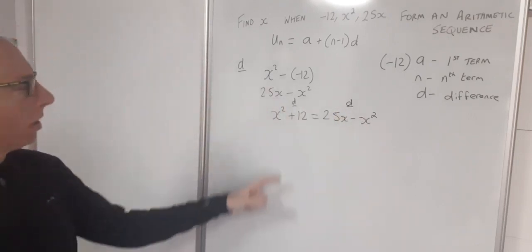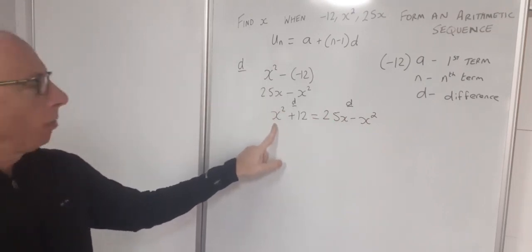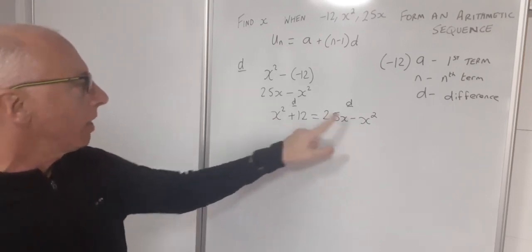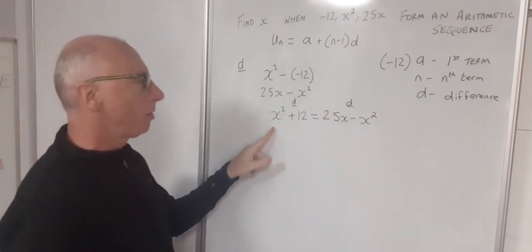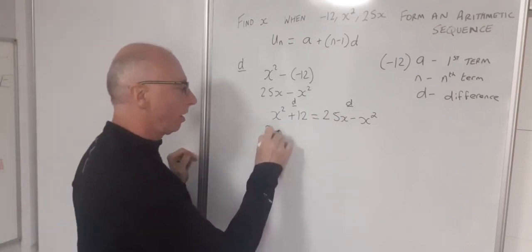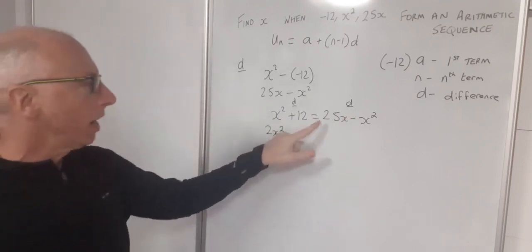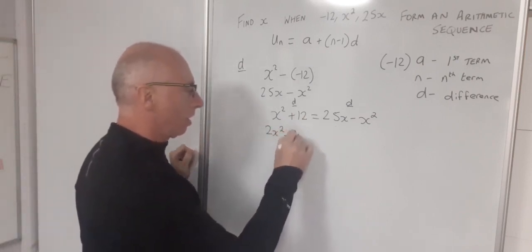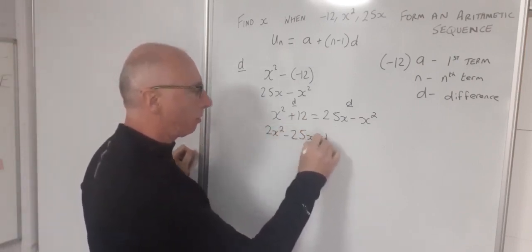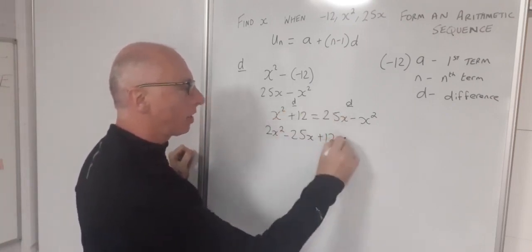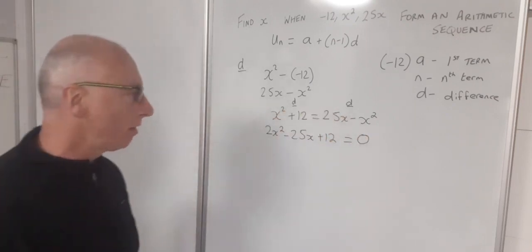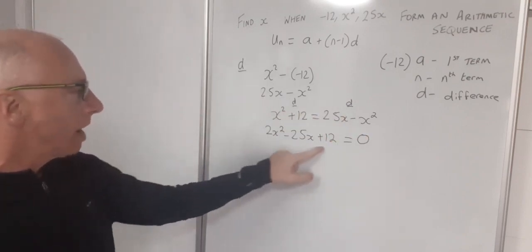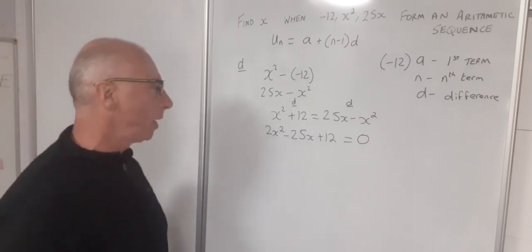Okay, now if we can get all these on one side, we'll have some sort of quadratic, and hopefully we can solve it. So bring this minus x squared onto this side, so we're going to have 2x squared plus 12, but to bring this one to this side, we have to subtract 25x and then add the 12. Everything's moved over to this side, set to 0, just like a quadratic. Now we've got to try and factorize this, or maybe use the quadratic formula.